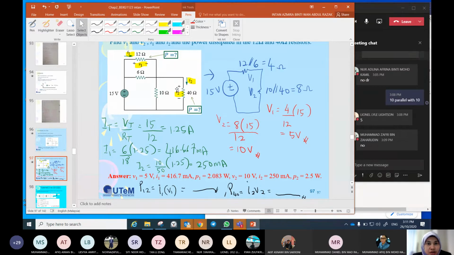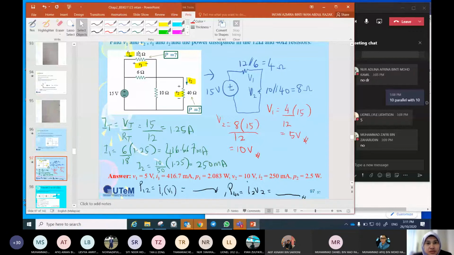In order to find I2, we can apply current divider principle, where current flows from total supply will divide into this path and this path, and then it combine again at this node and then divide again to this path and this path. Okay, so now we have to find the total current. How to find the total current? I is equal to V total over R total. We have V total, but we have to find R total. Okay, now let's find R total first.